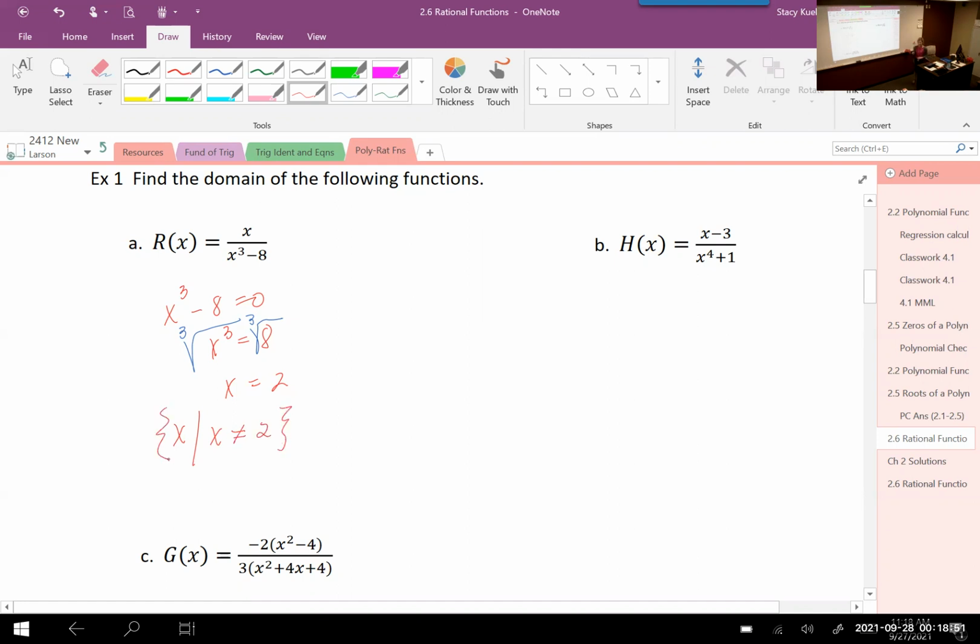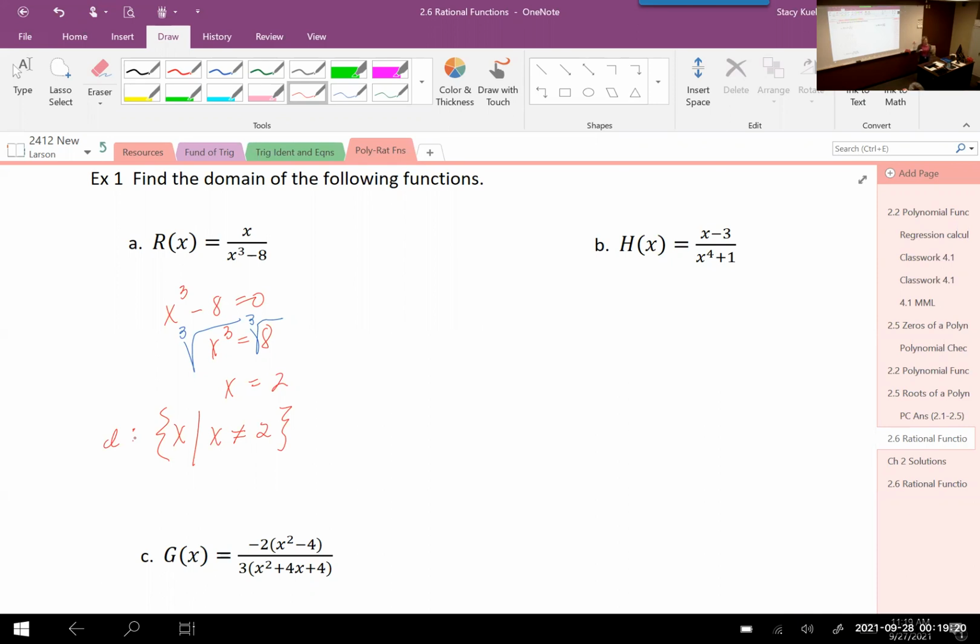That's the domain, right? I can have every number out there but 2. So in set notation, this with the squiggly brackets here is considered set notation, right? So in set notation, this says x such that x cannot be 2. I'm talking about the variable x such that x cannot be equal to 2 is how you read that.